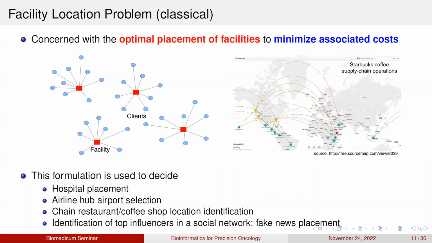For example, if you want to place fake news or a bot, you can use this algorithm to identify which location would be most optimal to place those bots. So this problem has been applied to many real world contexts.